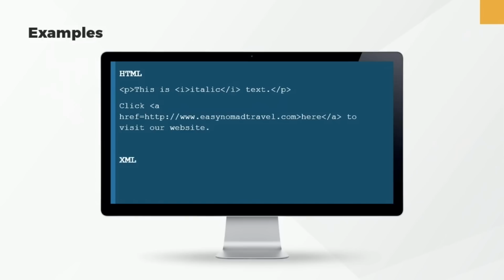But with XML, the tags are describing attributes of the data. So the company name of Easy Nomad Travel is enclosed by tags that say the word company, and its web address is enclosed with tags that say website. So HTML would not recognize what those tags are.